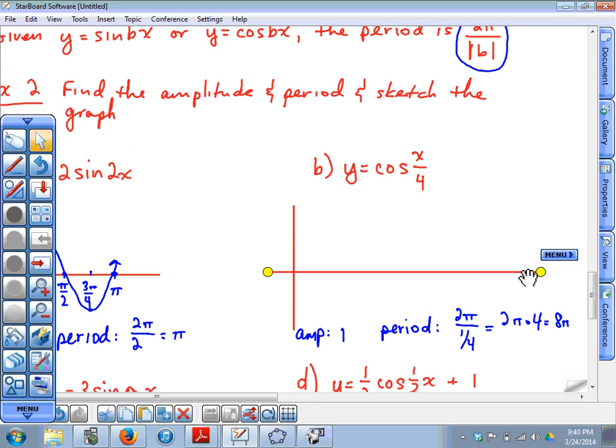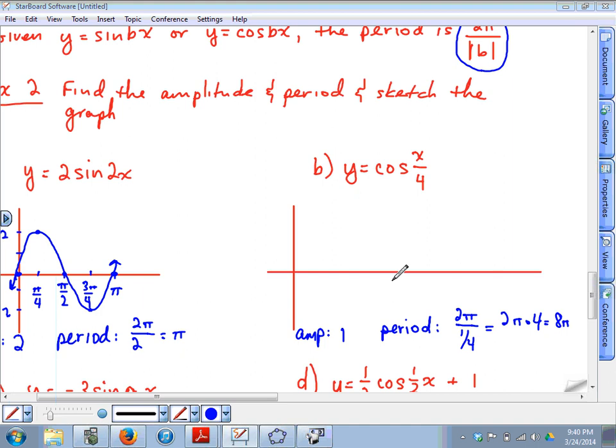I need to decrease that because the period is increased by quite a bit. So the amplitude is still the same. It goes as high as 1 and as low as -1, but the cycle is going to end all the way out here at 8 pi. So now you need to break that cycle up into 4 equal subintervals: 2 pi, 4 pi, and 6 pi.